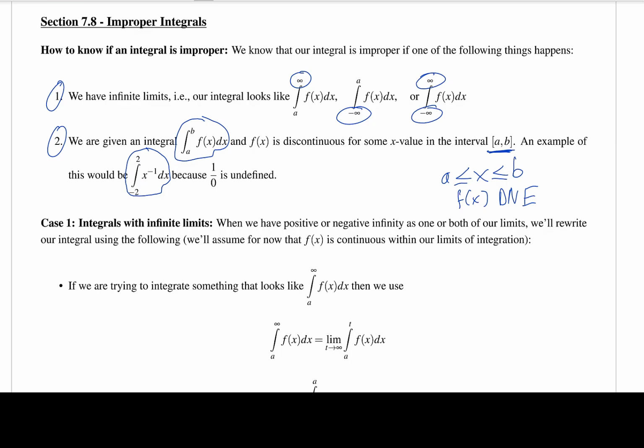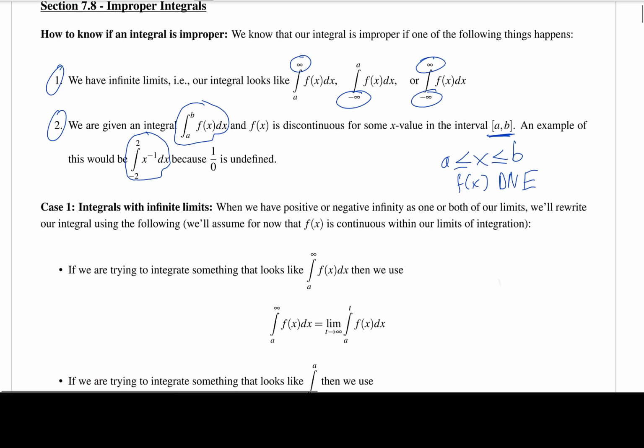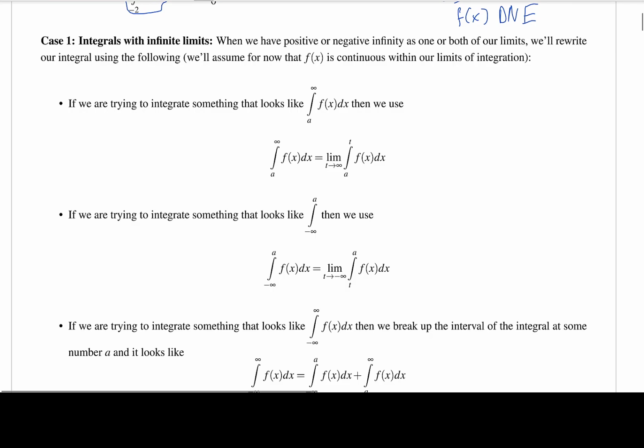So let's start by looking at case 1. Whenever you have positive or negative infinity as one or both of the limits, we'll rewrite our integral using one of the three following things. Note that for now, I'm going to assume f of x is continuous within the interval that we're integrating over. Okay? So I'm not going to involve case 2 yet.